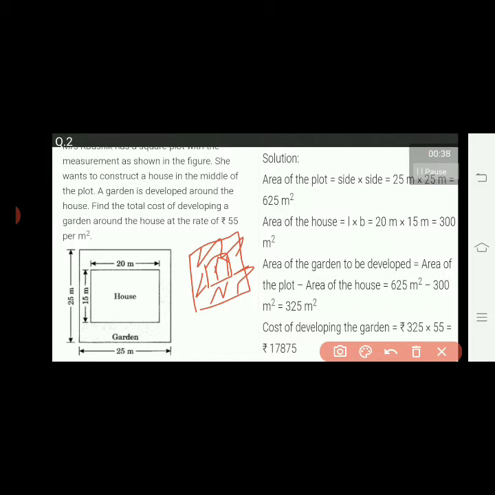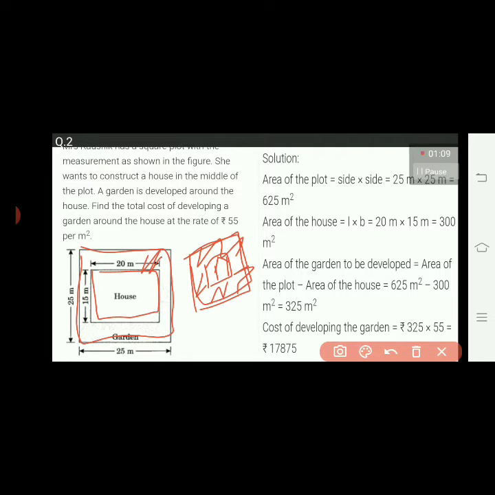garden. So अगर मैं पूरे outer area में से, from this outer rectangle, see this outer rectangle में से if I will subtract this inner rectangle or inner square, whatever shape it is given, I may get the area of this shaded part. Okay, so area of the plot is side into side, area of the house is 20 into 15 according to the measurement given. So area of the garden to be developed is the area of plot minus area of house, or you can write area of outer figure minus area of inner figure.